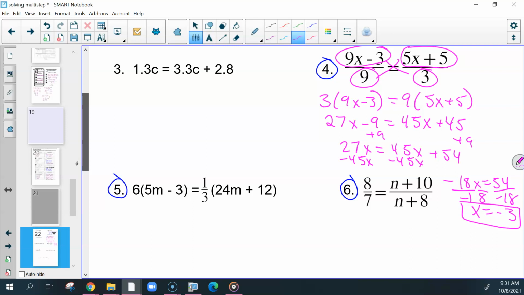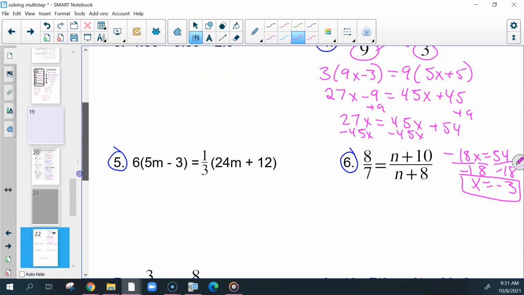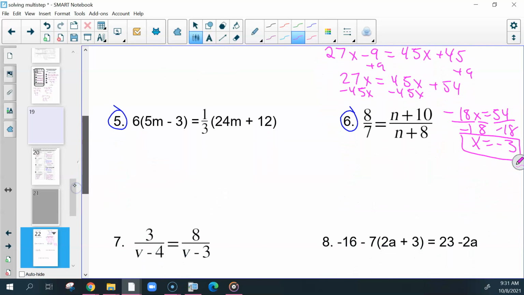We're gonna do number 5. For number 5, what would be our first step? Kayla. Yes. On both sides. When we distribute this fraction, think about that like when we were simplifying and had to distribute the fraction.